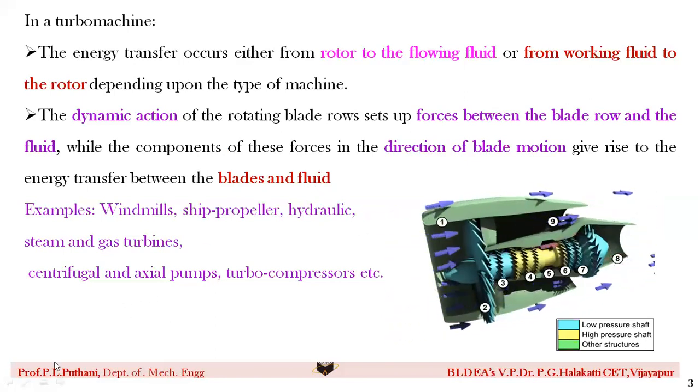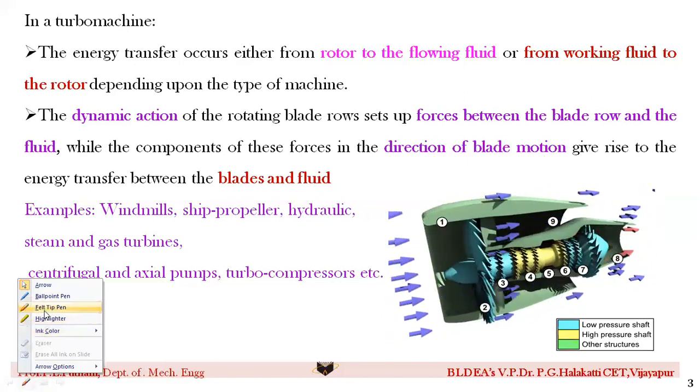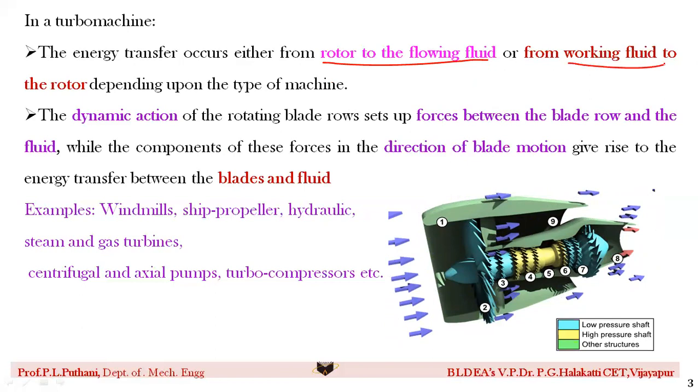In simple words, if you observe carefully, as I have highlighted here, generally the energy transfer may occur from the rotor to the flowing fluid, or it may even occur in the reverse direction, that is from the working fluid back to the rotor. These two possibilities are there depending upon which type of machines we are preferring. That I will discuss in the next slide.